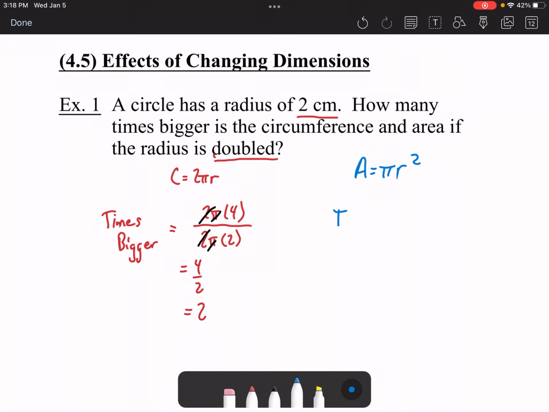Okay, let's take a look at area. So originally, the radius was 2, so this is pi times 2 squared. And the new one is pi times 4 squared. Well, again, you can cancel out the pi's here. 4 squared, you have to work out first, is 16. 2 squared, which is 4. Then you can work out how many times bigger one is compared to the other. And there you'll see it's 4 times bigger.